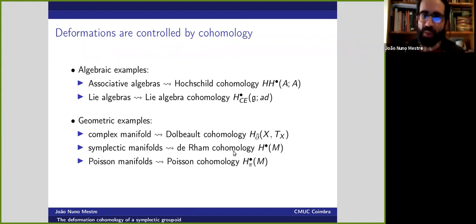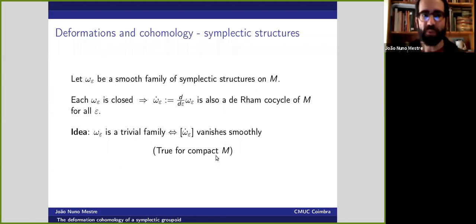Perhaps the easiest cohomology that we can use as a deformation cohomology is the de Rham cohomology, which is just cohomology for deformations of symplectic manifolds, among many other applications of it, of course. And for this audience, a very familiar one would be also the Poisson cohomology, which controls deformations of Poisson manifolds. But let's just, to set notation, and because I'll look at this later, look at the very simple case of deforming symplectic structures.